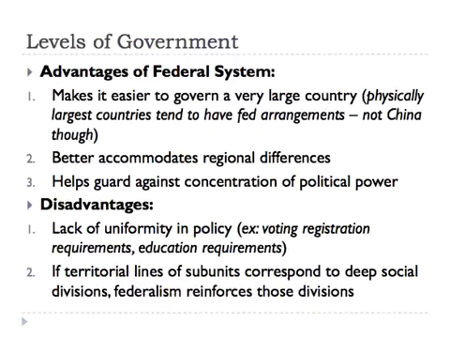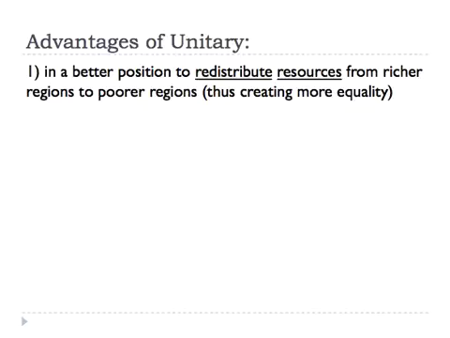So, some advantages of a federal system: it makes it easier to govern a large area. Again, physically large countries tend to have those federal arrangements, though China does not. You can accommodate regional differences by having different laws in different areas of the country, and it helps guard against one area of the country having all the political power. Disadvantages, again: a lot of times there's a lack of uniformity in different policies and voter registration requirements, and it could create deep social divisions. Advantages of the unitary system: it's in a better position to redistribute resources from different regions to the poorer regions, trying to create some more equality.